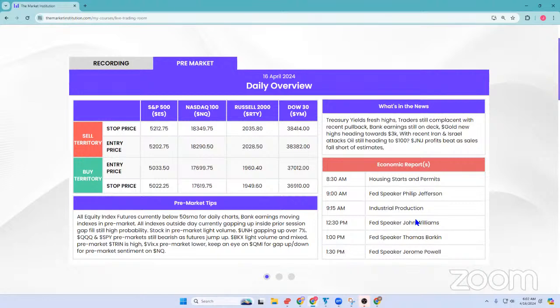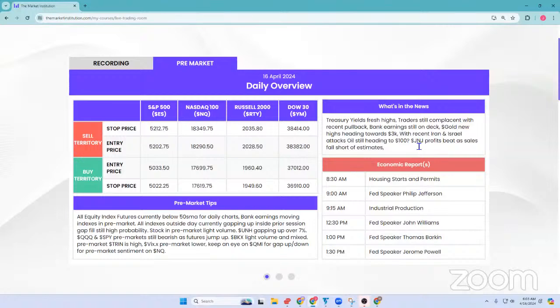Things that are in the news that are driving the market right now: traders are still complacent with the recent pullback, saying, oh, it's just a pullback. Bank earnings are on deck. Gold is still near the new highs, and all the gold bugs are out there now calling for gold at 3,000. With recent Iran-Israel attacks, oil seems to still be geared up to look for $100 a barrel, which is really going to be a pretty bad scenario for us as far as gas prices.